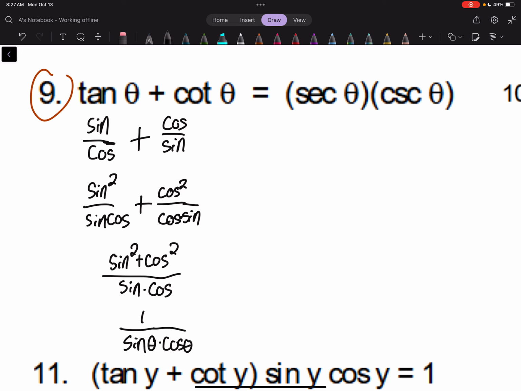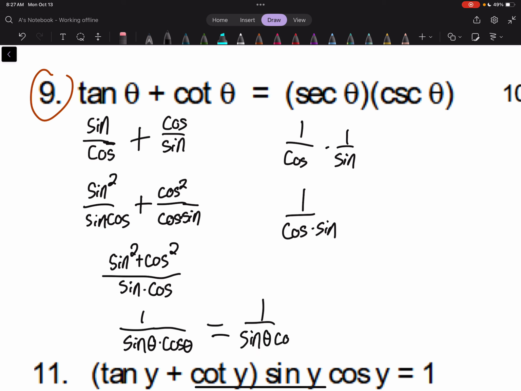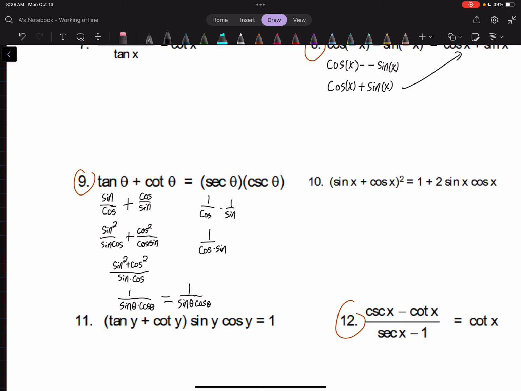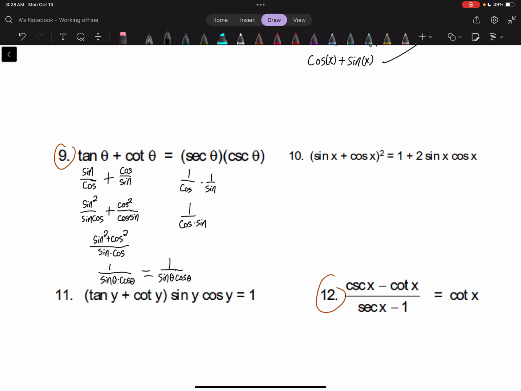Secant times cosecant is 1 over cosine, times 1 over sine. This is 1 over cosine times sine, which is what I have on the left side. I just show you that to show you can work with both sides to make them match. Do whatever is easiest. If you want, go in and try number 10. You can also try 11 now.